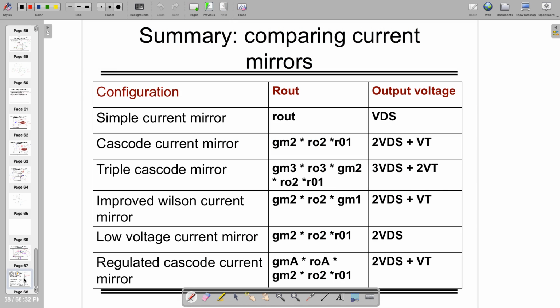So keeping everything in a table, the simple current mirror has R out as minimum, as the source impedance, and VDS as V on. By the way, look at this, all these VDS are VDS set, and those values have to be more than 300 millivolt, or maybe more than 250 millivolt. This number might be higher than what is written here, just to make sure that all the transistors are in saturation. VT is the threshold voltage, and that's depending on the technology. So here you can see that various numbers and various things are written.